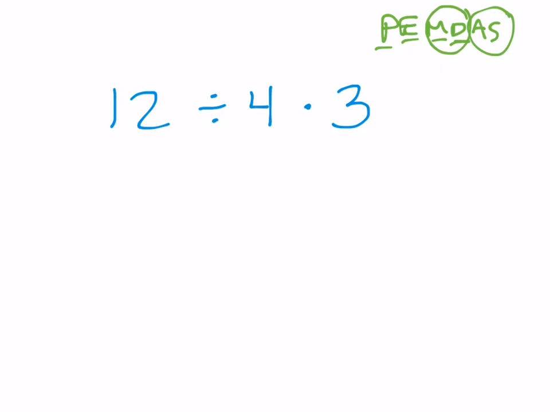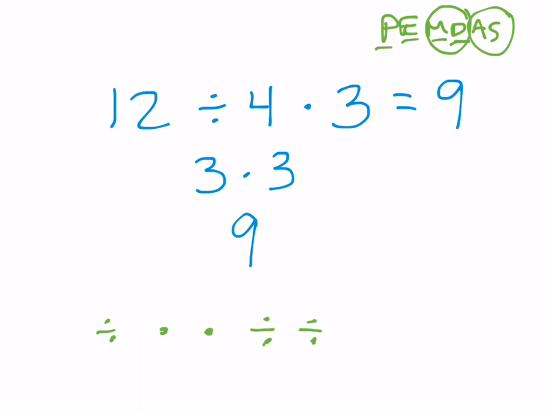So here we would do the division first. 12 divided by 4 is 3, and then 3 times 3 is 9. So this actually equals 9, not 1. So if you have a problem with a mix of multiplication and division, maybe it's division, multiplication, multiplication, division, division, you would not skip around and do the multiplications first. You would just work left to right doing all of these different operations. So first, second, third, fourth, and fifth.